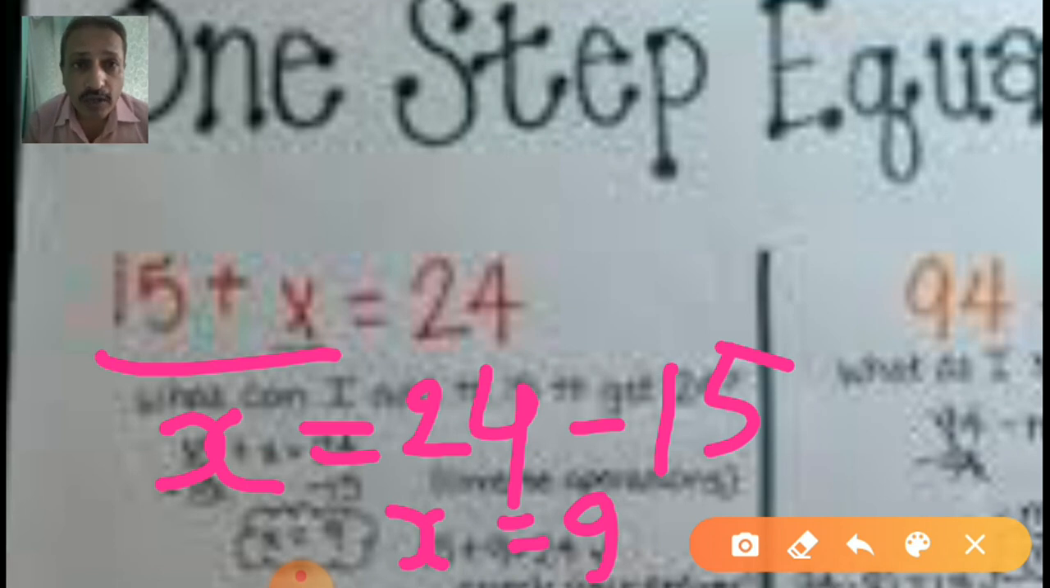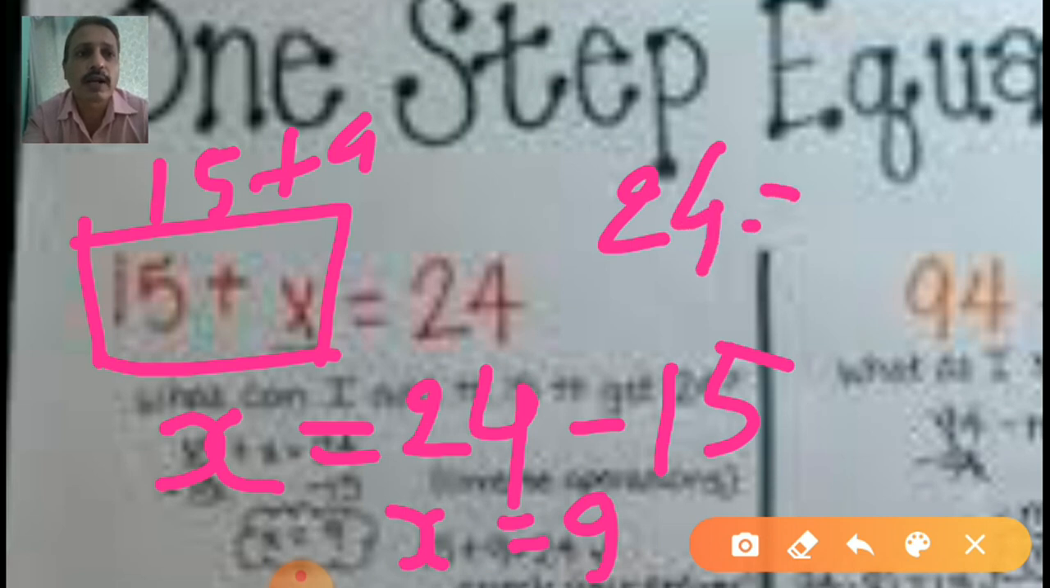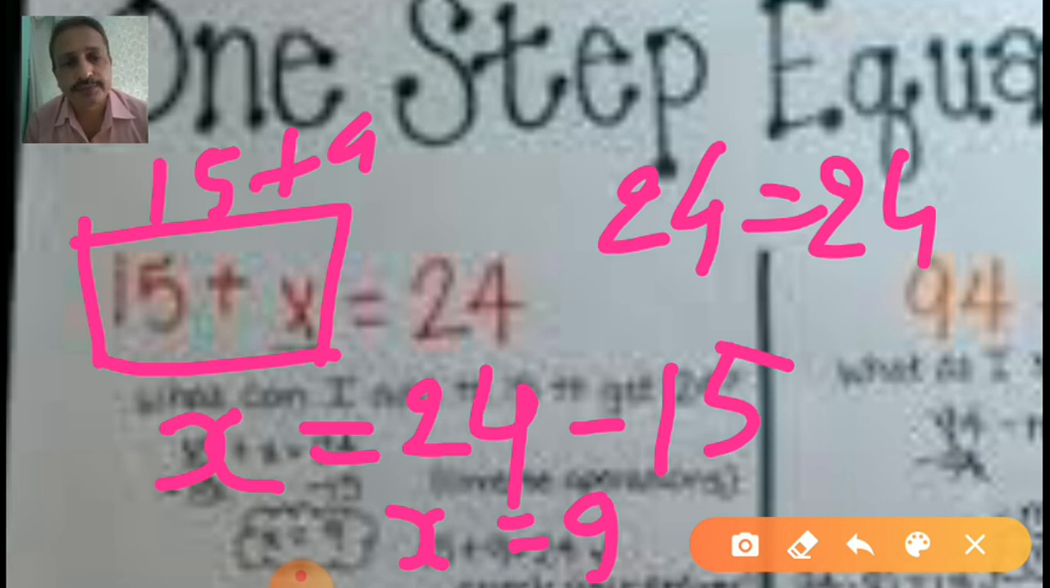Do you want to check your answer? Yes, very good. Wherever you find x, you put 9. So here it will be 15 plus 9. What is the answer, 15 plus 9? Yes, 24. So on the left side 24 and on the right side 24. My balance is showing the correct situation.